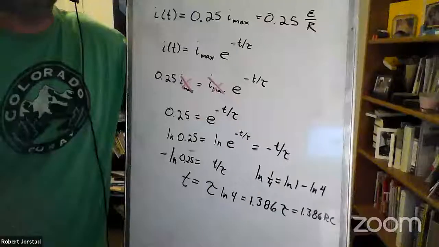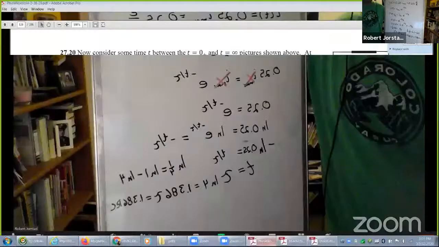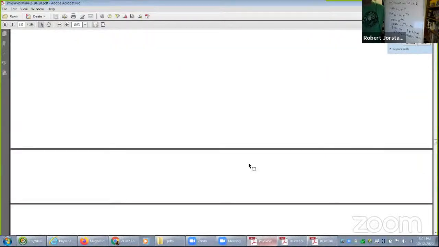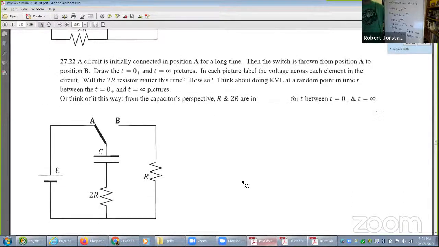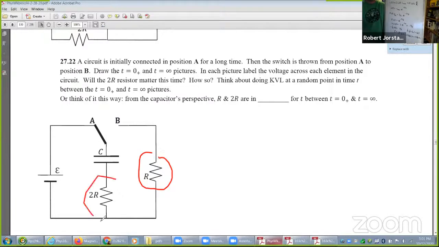Got a quick concept question. Sure. For this case, I'm looking at the picture. If we were to put another resistor in series, would tau then be 2 RC? That's a good question. In fact, so Nick's question is this question, 27.22, right? What he's saying is, what happens if you have more than one resistor in the circuit?